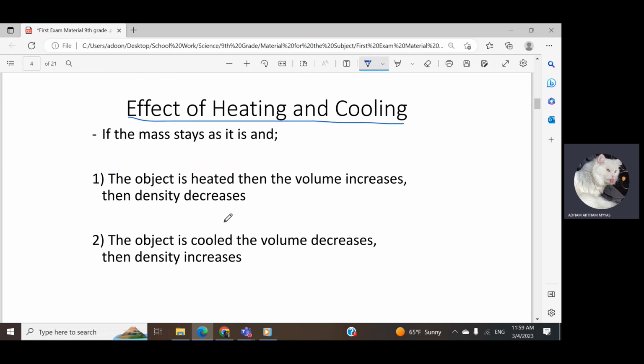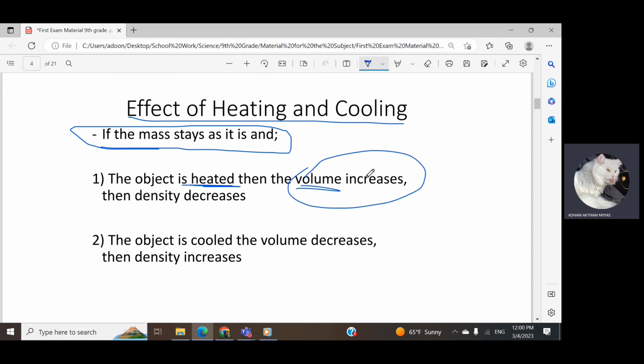Effect of heating and cooling the material. If the mass stays constant, a fixed mass for the material, now we will see what happens to the volume if we heat the material. If I heat things or raise the temperature of the thing, the volume will increase. So from the equation that I told you about, density equals mass over volume, let's write it with clearer lines. I'll write it like this.